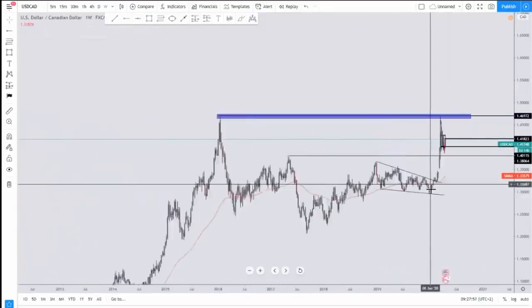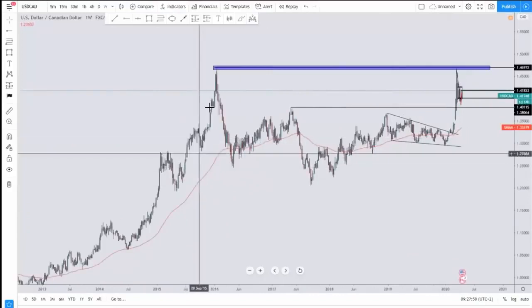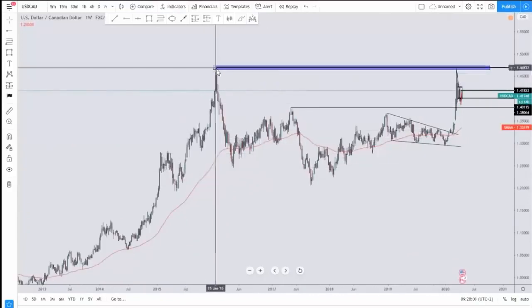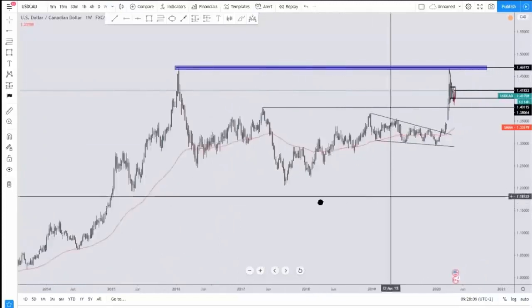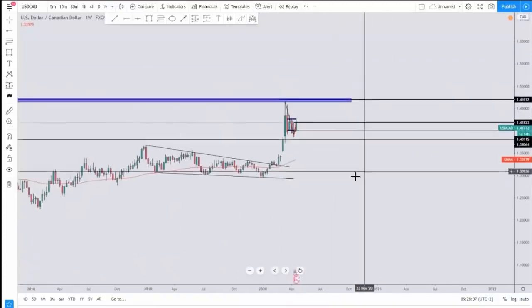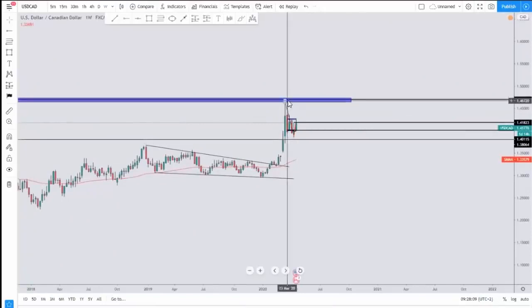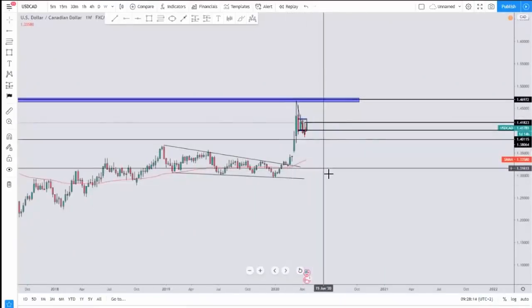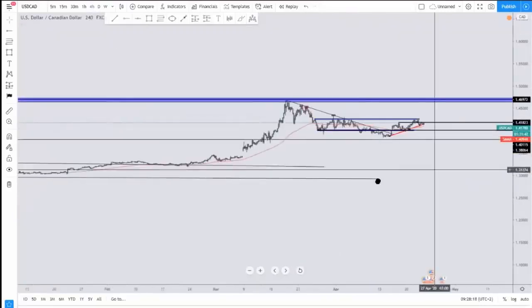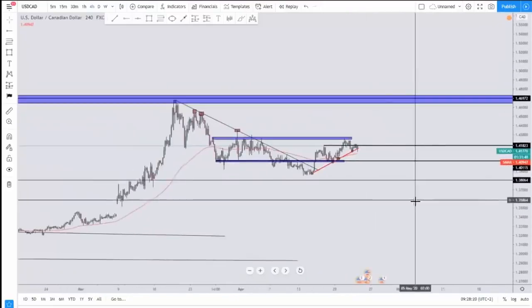and as you can see in the past, when price touched this level right here, we had a huge sell-off. Now, recently we had a bull run on USDCAD touching this area of supply, and we had a huge rejection as well.